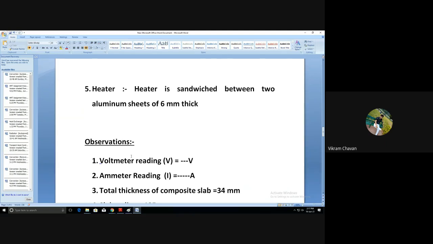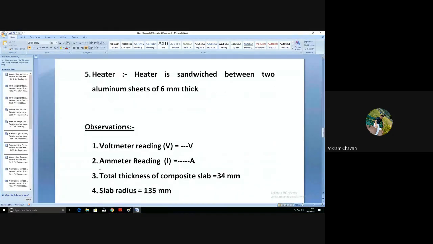Okay, so there will be a dimmerstat provided to you to vary the electric energy provided to the heater, and we have to take the readings of voltage and current by using a voltmeter and ammeter. That will be the first observation for you.